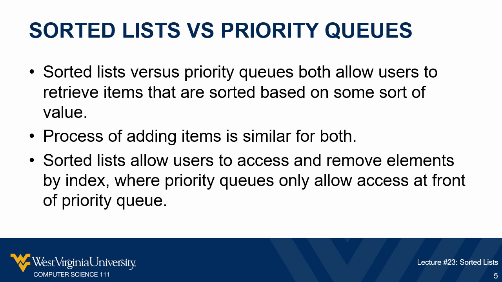With sorted lists, we have the ability to retrieve any item that's stored by its index. And we can also remove any item that we want by its index. We're not restricted to just getting things at the front like we are with the priority queue. So it gives us more flexibility.